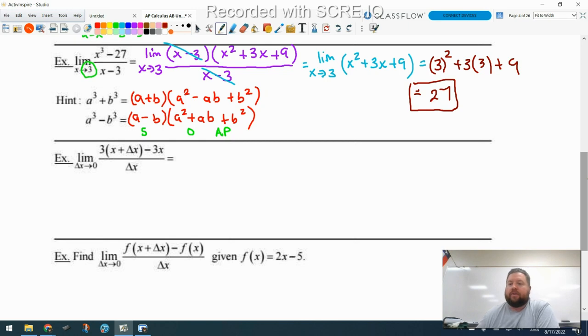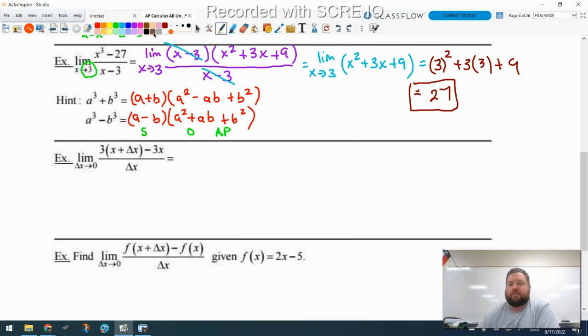All right, so this one has this delta x. Delta x is the variable in this problem. So this is the limit as delta x approaches 0. So if I plug in 0 for delta x, that would be x plus 0, which is just x. So that's 3x minus 3x, which is 0. Plug in 0 down here, you get 0. So it's a 0 over 0. We have more work to do.